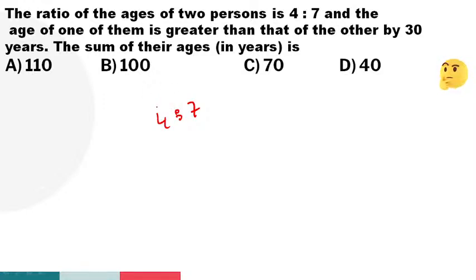Yes, very good. Somebody is saying the answer 110. Very good. Okay. So two persons' age ratio is 4 is to 7, and the age of one of them is greater than the other by 30 years. First check the difference, guys. 4, 7. The difference is how much? 3 parts. So 3 parts is equal to 30 years. One part is how much, guys?